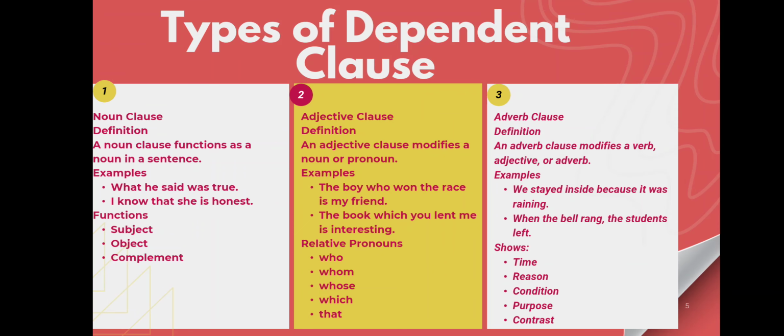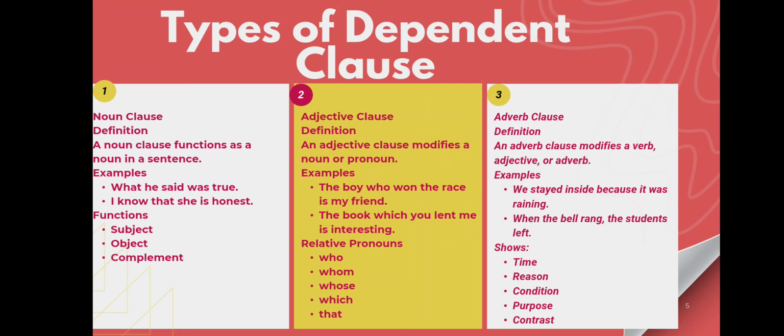Types of dependent clause. There are three main types of dependent clause: noun clause, adjective clause, and adverb clause. Each type performs a different function within a sentence. Let's discuss them one by one.